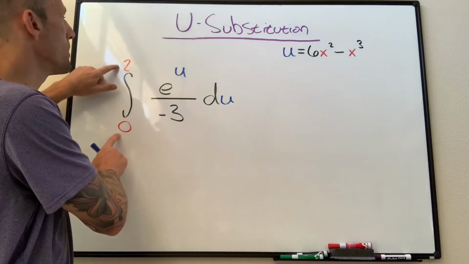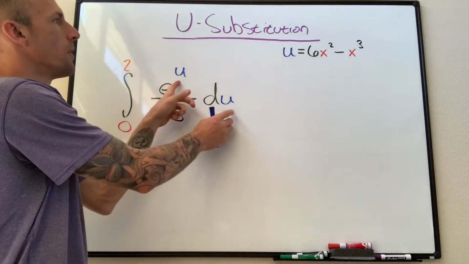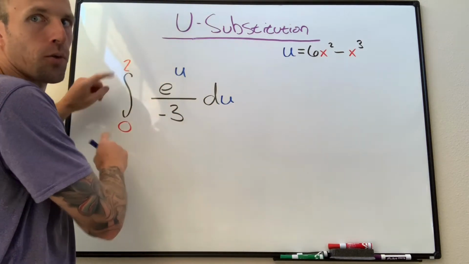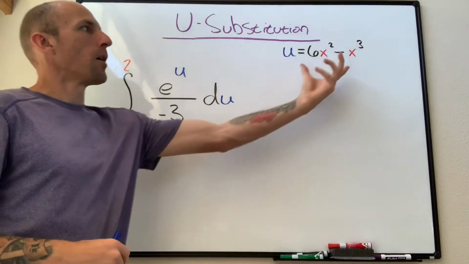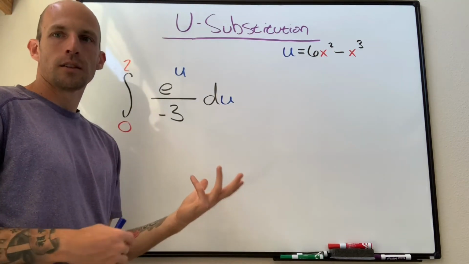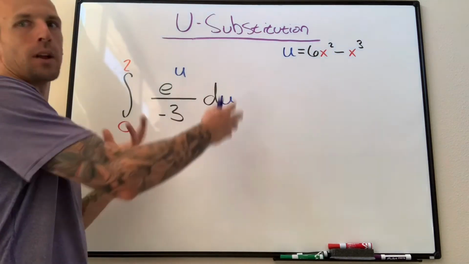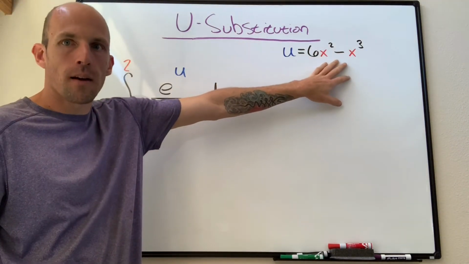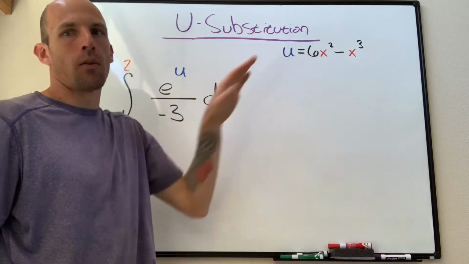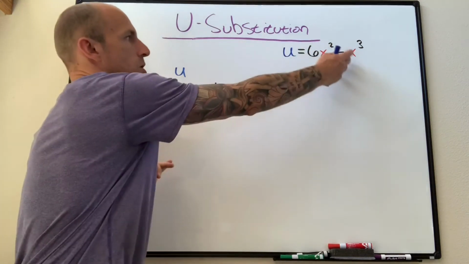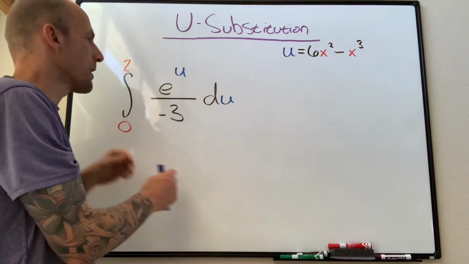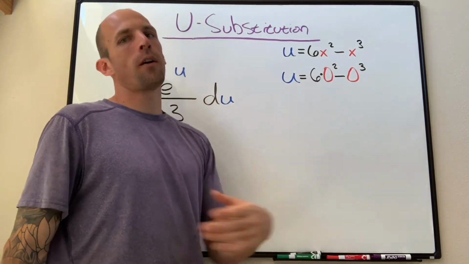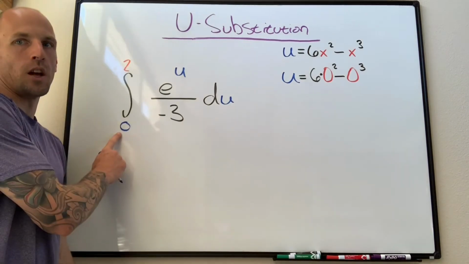But notice how these are still in red and this is blue. We have to convert the boundaries of our integral to boundaries in terms of u instead of in terms of x. Otherwise, we're not going to get an answer that makes any sense. But good thing we have kept track of how u and x are related. It's just a matter of simple substitution and mental math to get to the proper boundaries. 6 times 0 squared minus 0 to the third, it's just 0. Nothing changes but the color.